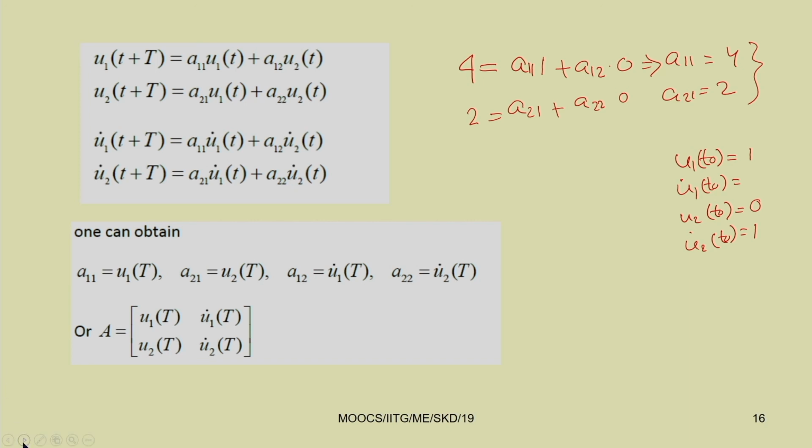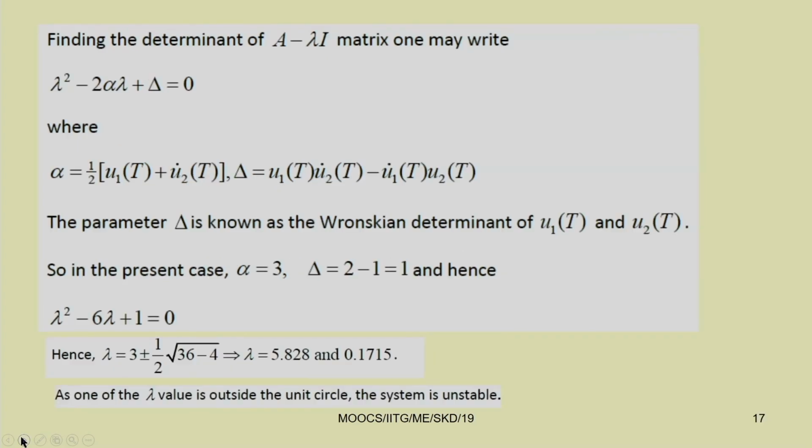So, after finding this A matrix, now you can find A minus lambda I. You have to find this lambda. So, you just write determinant of A minus lambda I equal to 0. Now, you can get this. That means lambda square minus 2 alpha lambda plus delta equal to 0. In this form you can write.